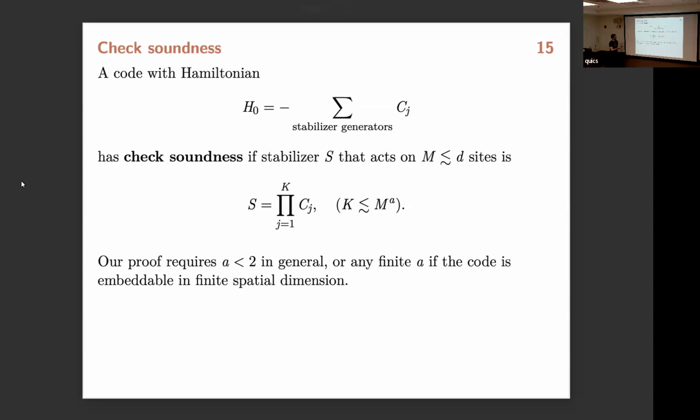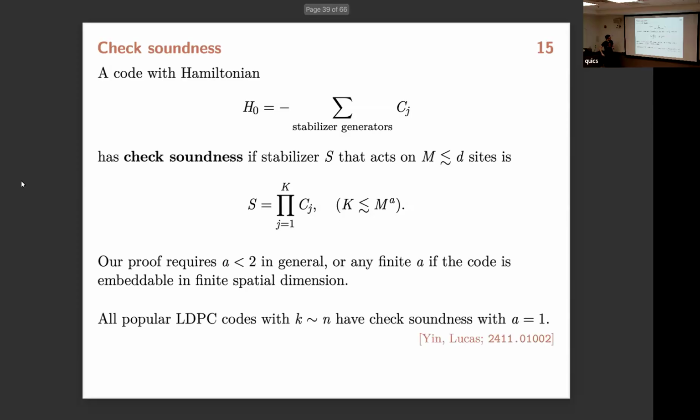And our proof requires, when I say check soundness, what I really mean is check soundness with a less than 2 for a general code, or any finite value of a if the code is embeddable in finite spatial dimensions. The a less than 2 is just a requirement coming from the potential expansion properties of the Tanner graph of the code.